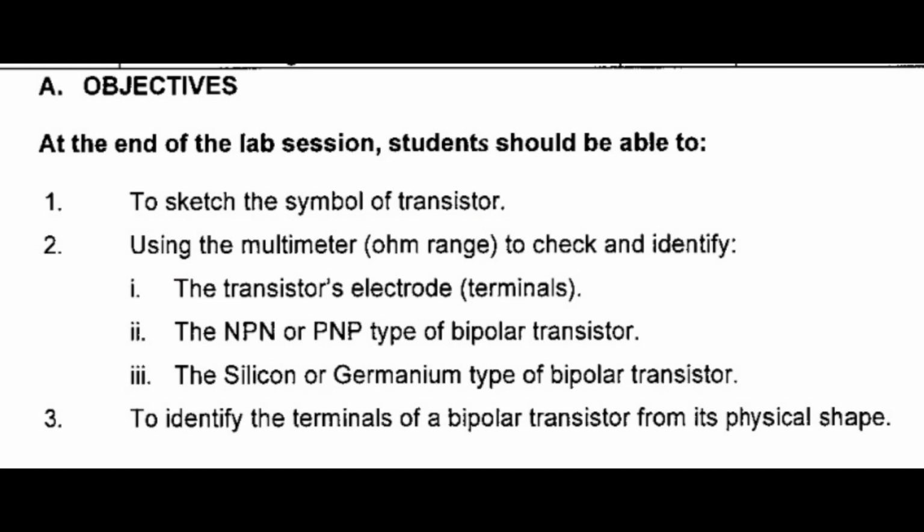So for the objectives, at the end of the lab session, students should be able to sketch the symbol of transistor, use the multimeter ohm range to check and identify the transistor electrode terminals, the NPN or PNP type of bipolar transistor, the silicon or germanium type of bipolar transistor. Next, to identify the terminals of a bipolar transistor from its physical shape.